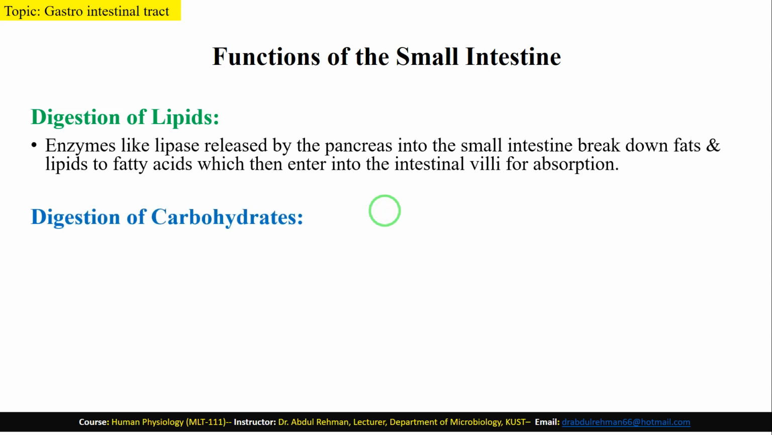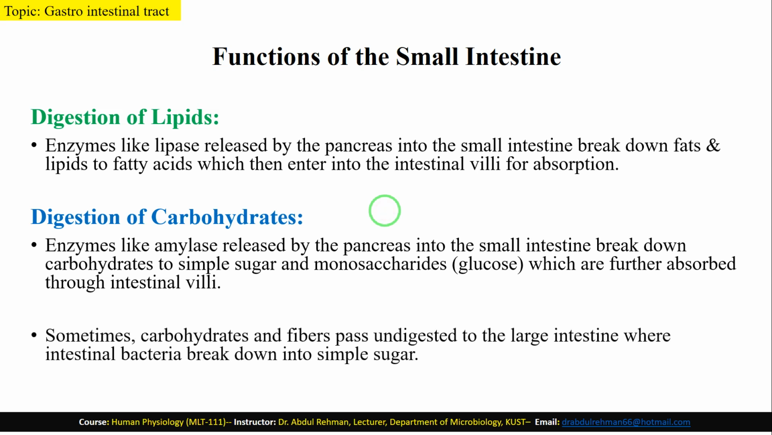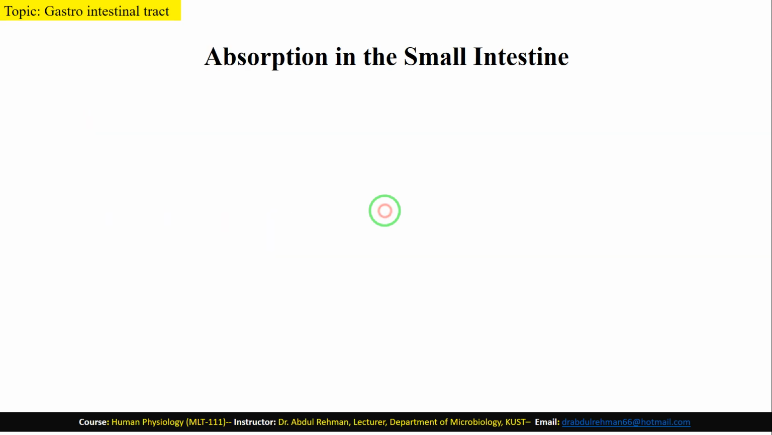While in the case of carbohydrates, amylase is released by the pancreas into the small intestine and breaks down carbohydrates into simple sugars and monosaccharides like glucose, which are further absorbed through the intestinal villi. Sometimes carbohydrates and fibers pass undigested into the large intestine, where intestinal bacteria break them down into simple sugars.